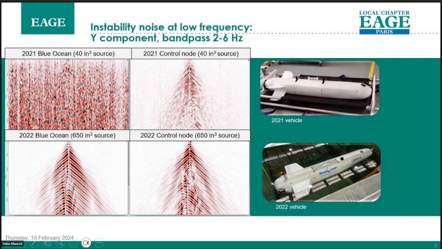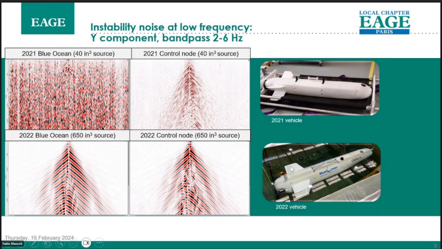These seismic images here are a single receiver gather of the Y component. I chose the Y component because it's the one that is more sensitive to any rolling, because it's the component that is horizontal on our unit. And you can see here in 2021, on the left, the result for one of our nodes, and this is the result for the control nodes. Because of the instability, we're basically recording just noise, and this noise is really enhanced at low frequency. That's why I bypass these panels to a maximum of 6 Hz.